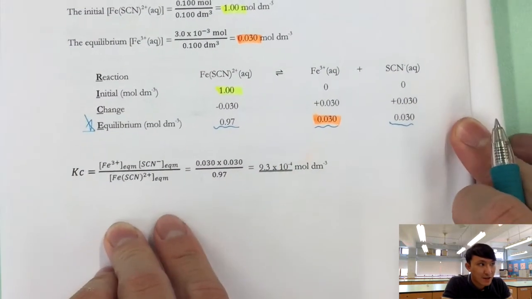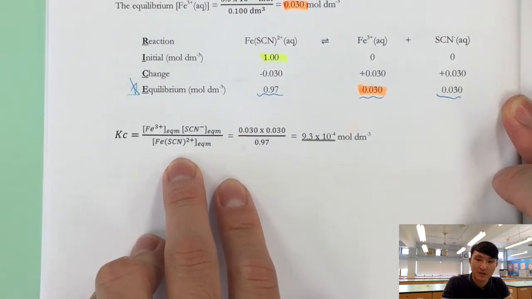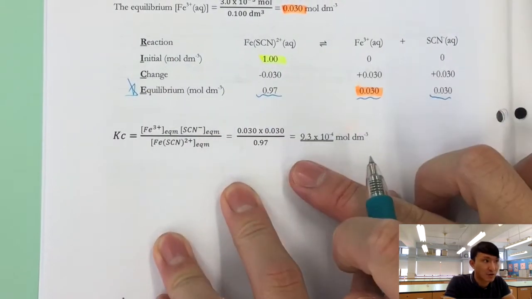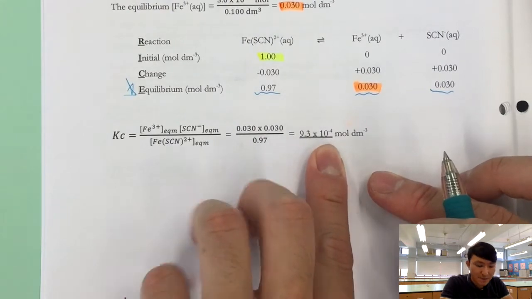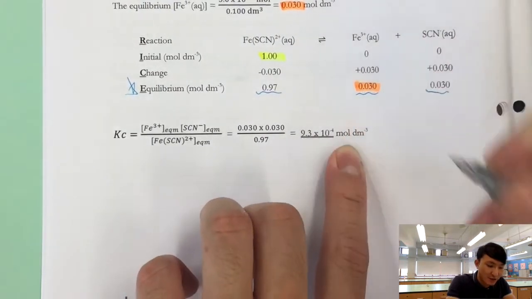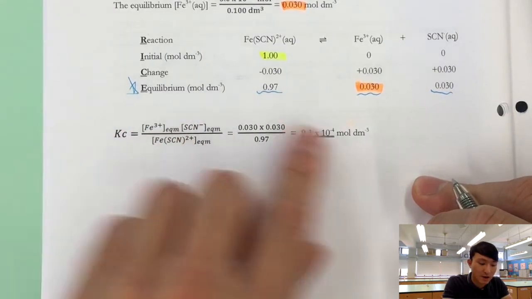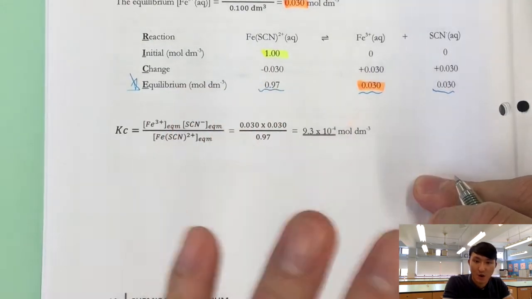And next step, we need to devise our equilibrium constant expression. Okay, product over reactant, sub in those numbers, tap the calculator, you get the answer. Make sure for the units, you follow the Kc expression: 2 concentrations divided by 1, so it will be mole per dm cube. Okay, so this is how it works.